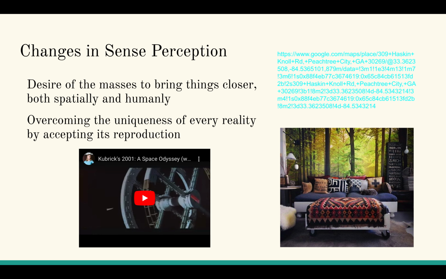But again, in modernity, we want to bring things closer. And at the same time, in a way, we kind of want to overcome the uniqueness of our reality by accepting its reproduction. I mean, look at this, right? This is a classic kind of example. Like, Jesus Christ, we got this wallpaper or whatever, this mural that brings the outside in, right? That makes the outside and nature closer. It takes nature completely out of its context and puts it in a domestic kind of setting, right?